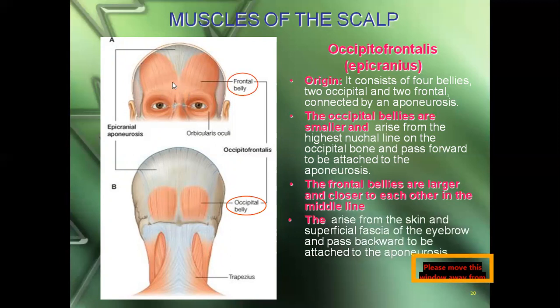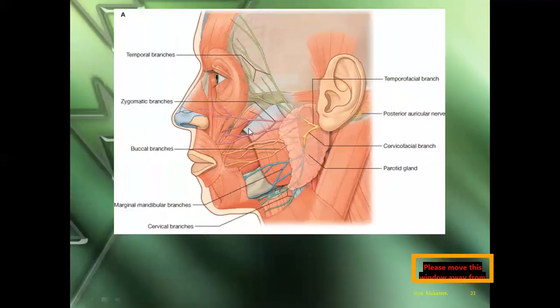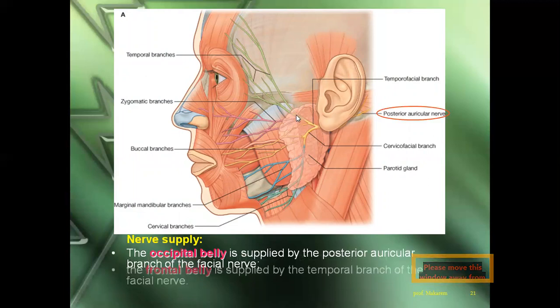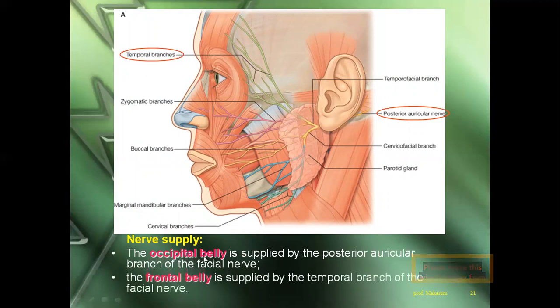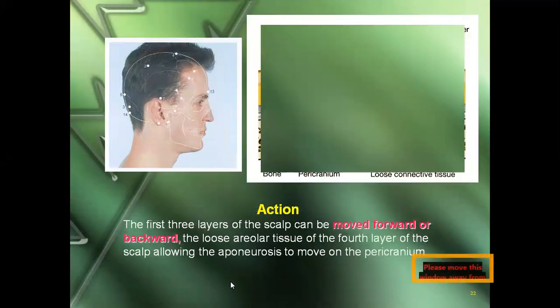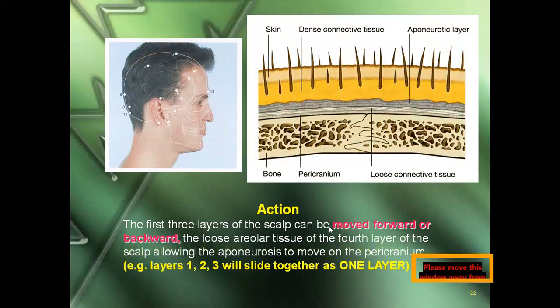They arise from the skin and superficial fascia of the eyebrow and pass backwards to be attached to the epicranial aponeurosis. So you can see this is the frontal belly. This is our epicranial aponeurosis. Coming to the nerve supply, the occipital belly is supplied by the posterior auricular branch of the facial nerve. The frontal belly is supplied by the temporal branch of the facial nerve. Now the action: the first three layers of the scalp can be moved forwards or backwards. The loose areolar tissue of the fourth layer allows the aponeurosis to move on the pericranium.